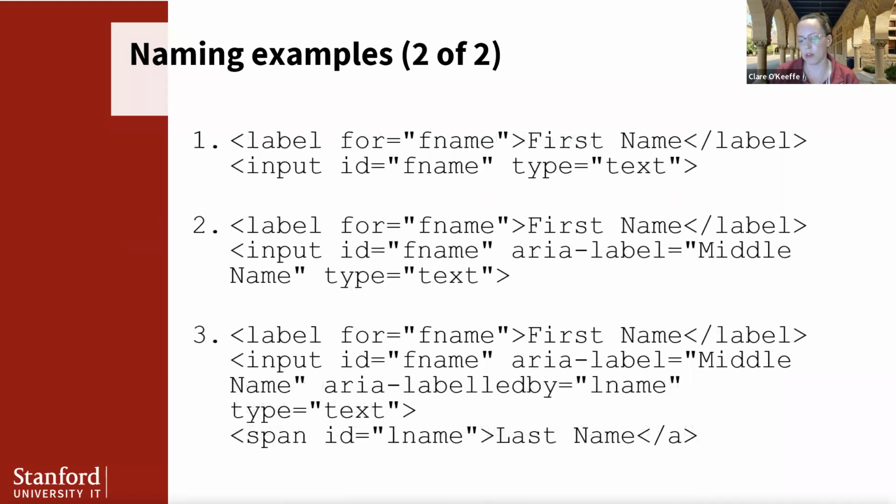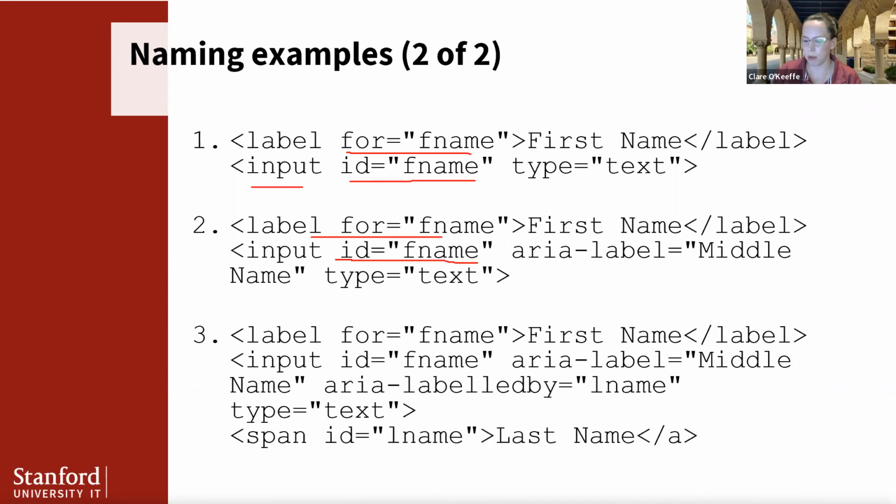Let's take another example using form fields. So we've got a text input for all 3 of these examples. And in the first one, this is the sort of simplest example. We've got the input, and then we have a label that is properly associated with it using matching for and ID attributes. So this text input is going to be called "first name." That's the accessible name.